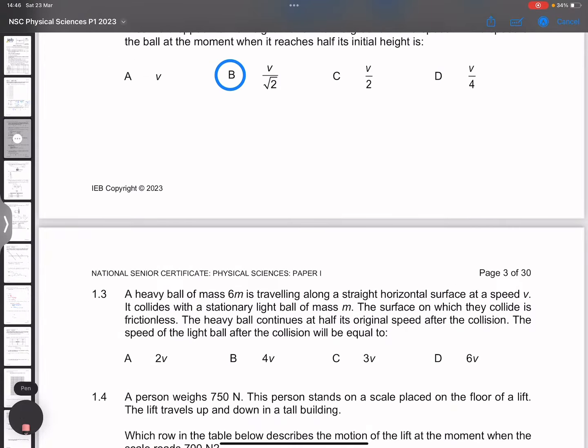We've got a heavy ball, okay, and we've got a light ball. We know this guy must have been stationary at the beginning.